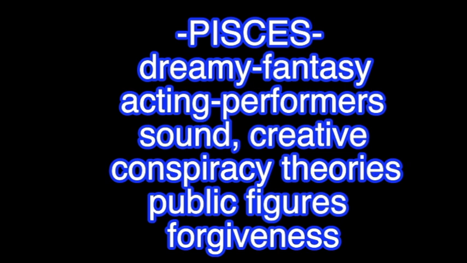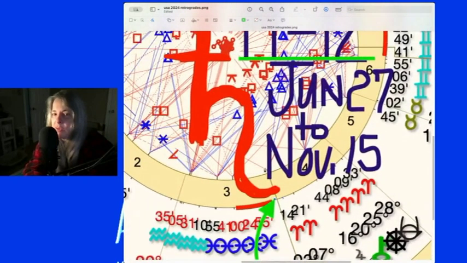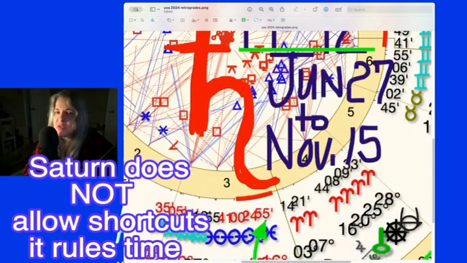Pisces is opposite of Saturn. It's non-tangible. It's the 5D. I can't hold it in my hand. That's Pisces. But Saturn is material and tangible. I can hold it in my hand. It's like iron. It's hard. All right. So that's why it's heavy.